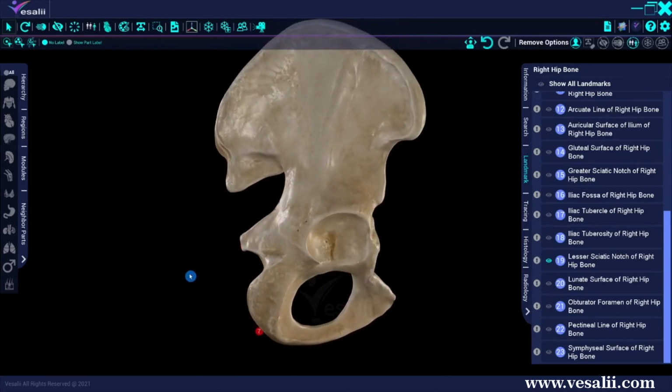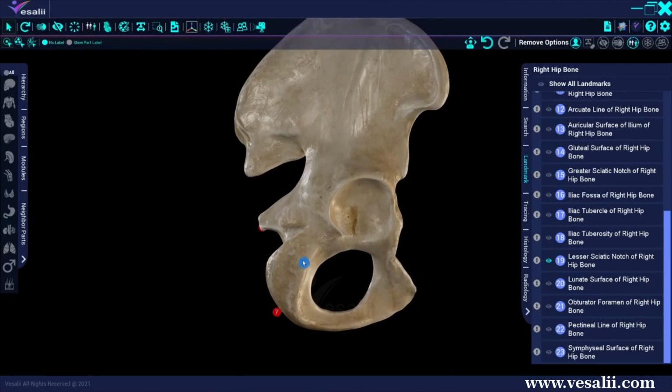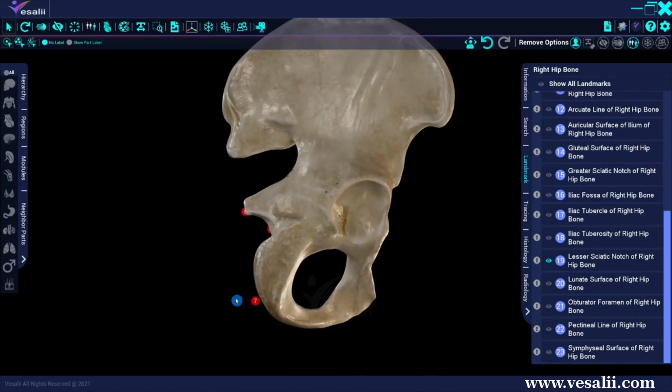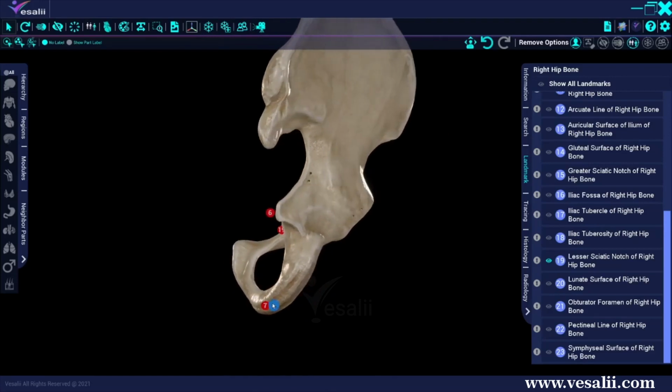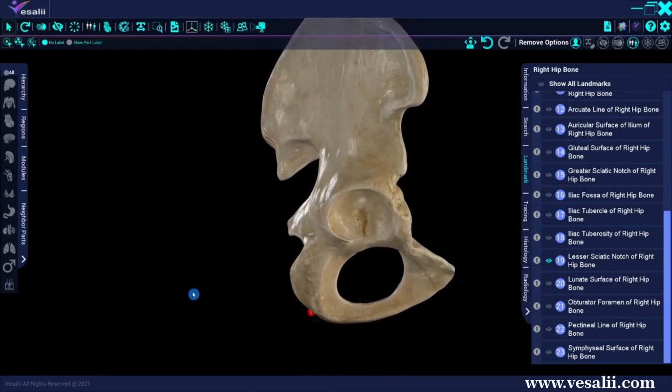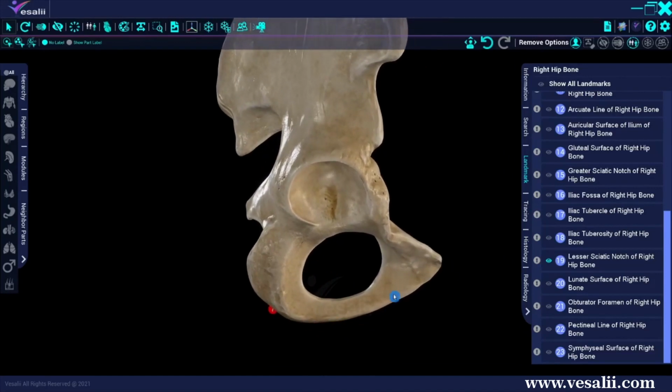The superior ramus projects inferiorly and posteriorly from the body, and it possesses a large swelling known as the ischial tuberosity. The ischial tuberosity is the attachment site for muscles of the lower limb, and it plays a role in supporting the body while seated. The inferior ramus of the ischium is attached to the inferior ramus of the pubic bone.